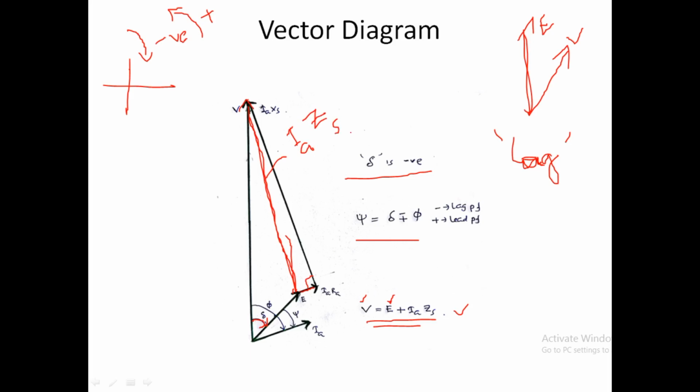Everything we discussed earlier, just compare with those. Here V comes first, then E comes, and the angles and everything are the same. What is delta, what is phi, and what is psi, and all other things are similar and comparable with the generator. So this is the vector diagram.